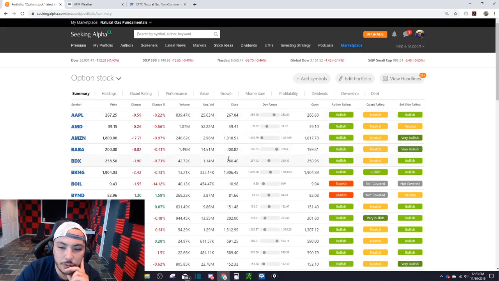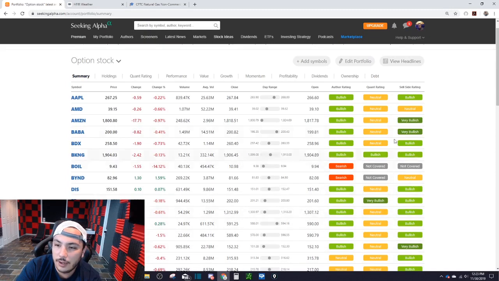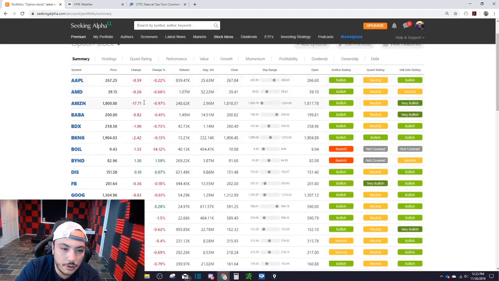It gives you, this is a little bit new, I haven't seen this, basically what the ratings are from the authors that actually write articles. Apple, AMD, Amazon, UNG: neutral, not covered. So you don't have just a buy rating or sell rating, but you also have authors on it. You have several different options that you can do.